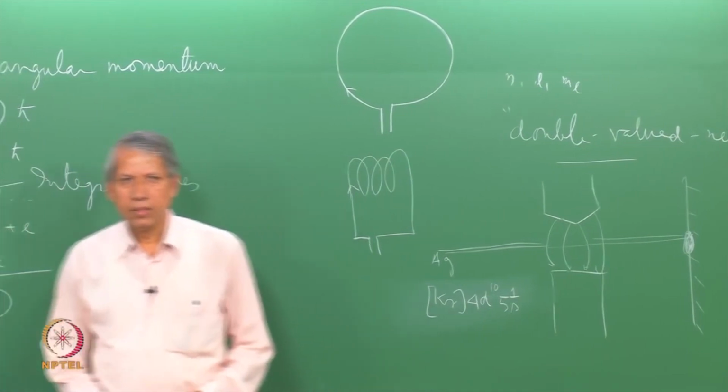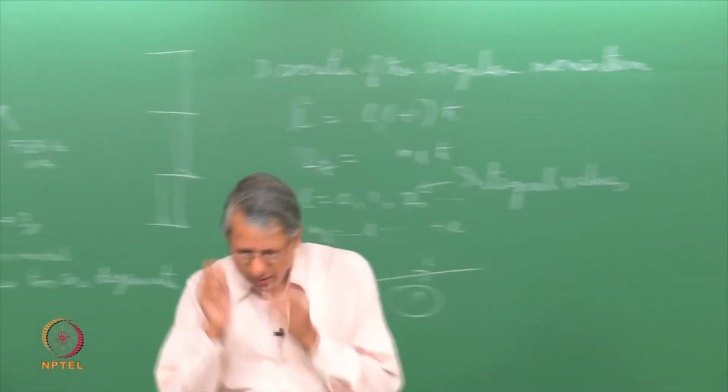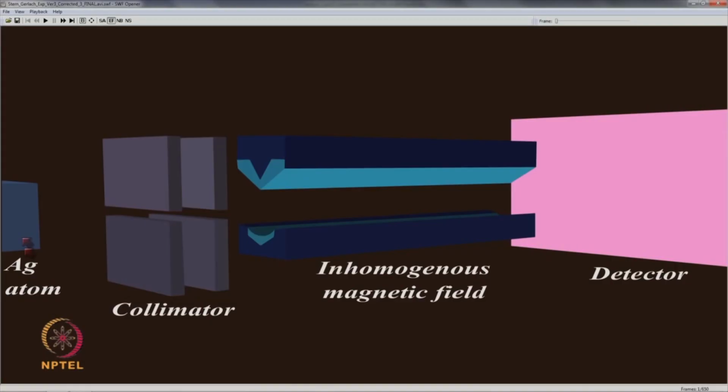And let us see what they observed. Here is an animation which tries to describe this experiment. Here is the source of silver atoms, there is a collimator, so that we get a narrow beam of silver atoms, and this long thing is the inhomogeneous magnetic field, and this is the screen which detects the silver atoms. So, let us see what happens. The silver atoms are coming from the left and going through this magnetic field, and see they are falling apparently randomly on the screen.